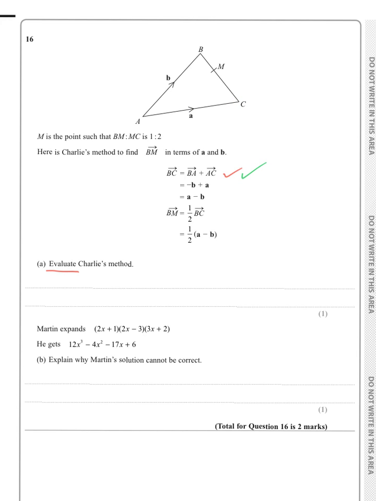And then, is it true that from B to A is the same as going B, but in a negative sense? Yeah, so that's true there, that's okay. And then plus A, so minus B plus A, yeah, I think that's fine also. And minus B plus A is the same as A minus B, yes, I agree with that. Now, is it then true that BM is a half of BC?